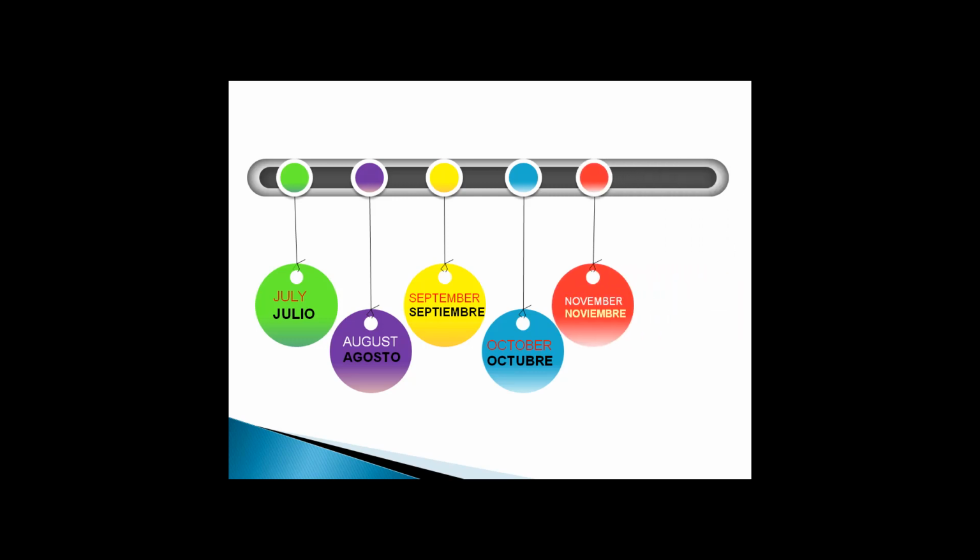November, Noviembre, Noviembre, and December, Diciembre, Diciembre. So the second half of the year is Julio, Agosto, Septiembre, Octubre, Noviembre, and Diciembre. So let's start and call out again from January to December.